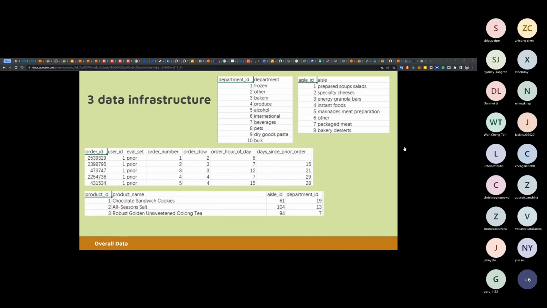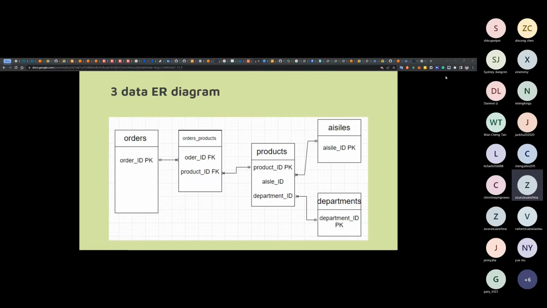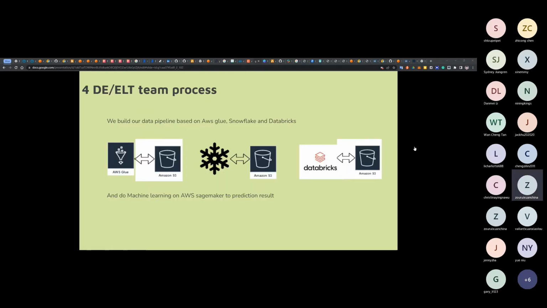There are 4 different CSV files. And here's the data diagram that we built. So let's move to the most important part, which is the data engineering and the ETL process. We actually built our data pipeline in 3 different ways. The first one was AWS Glue and Amazon S3. The second one was Snowflake. The third one was Databricks. And we do the machine learning on AWS SageMaker to predict results after we finish these 3 different ETL processes.